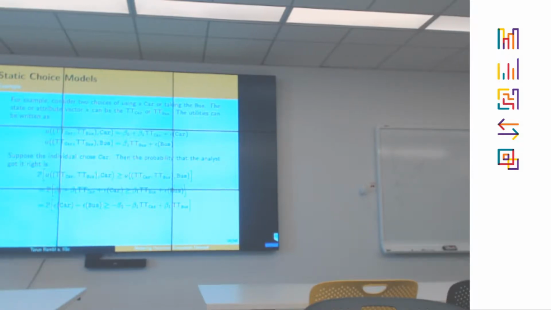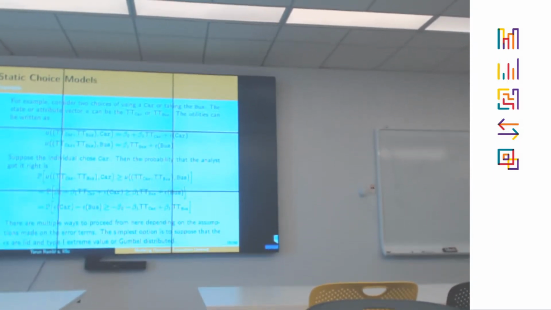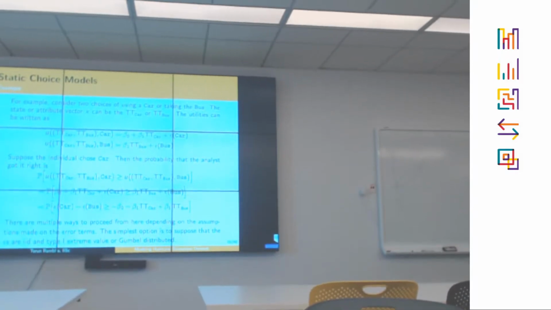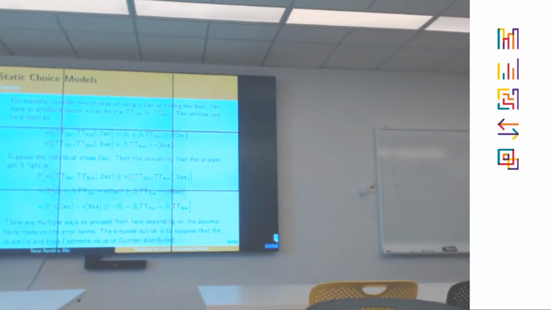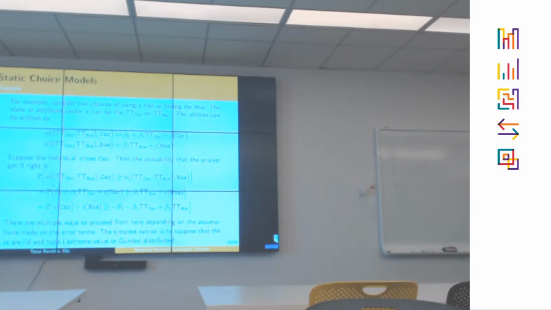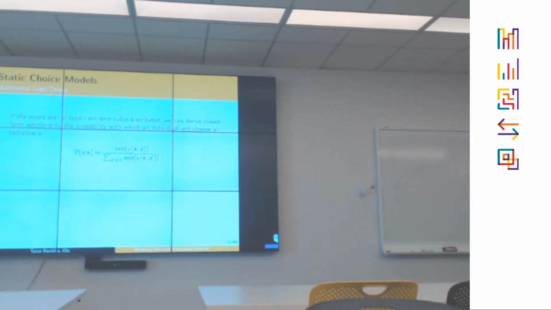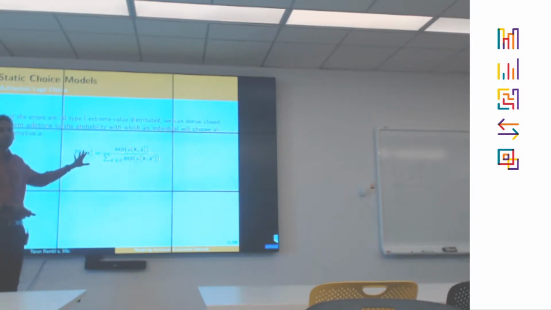to the analyst. Now, there are multiple ways in which the field progresses from here, depending on the kind of assumptions you make on these error terms. You can come up with closed form expressions or not, you might simulate things, you might add correlations, and so on. But one of the simplest options is to assume that these error terms are extreme value distributed, or Gumbel. And that lets us come up with these choice probabilities in a very simple closed form, which looks like this.